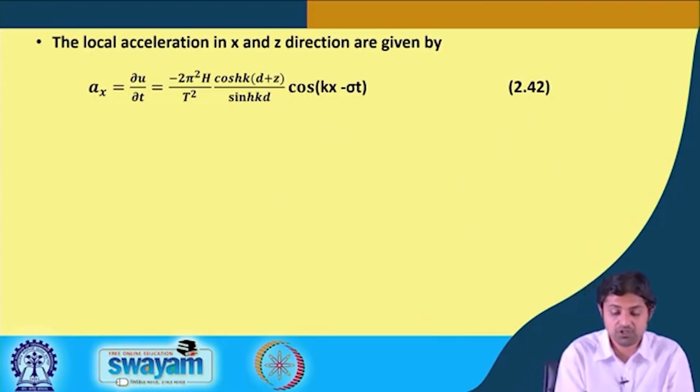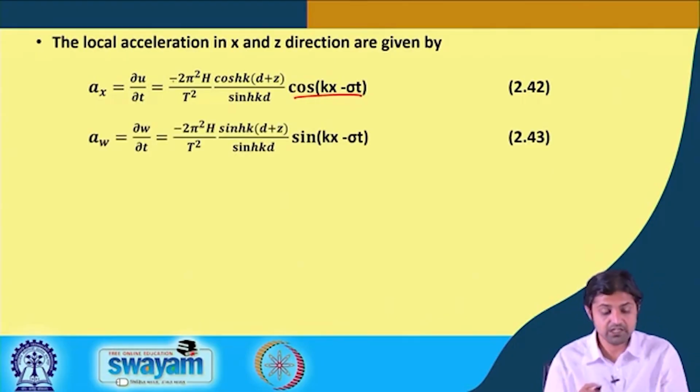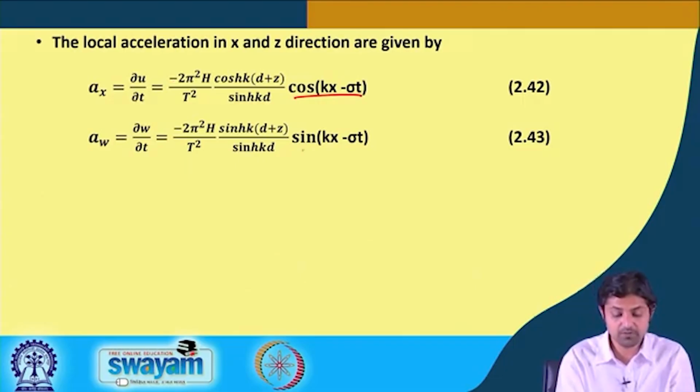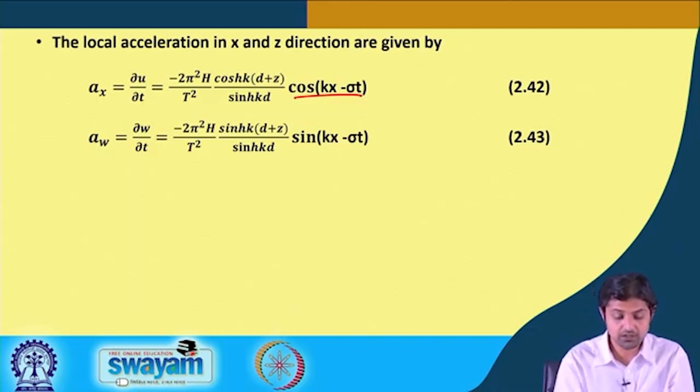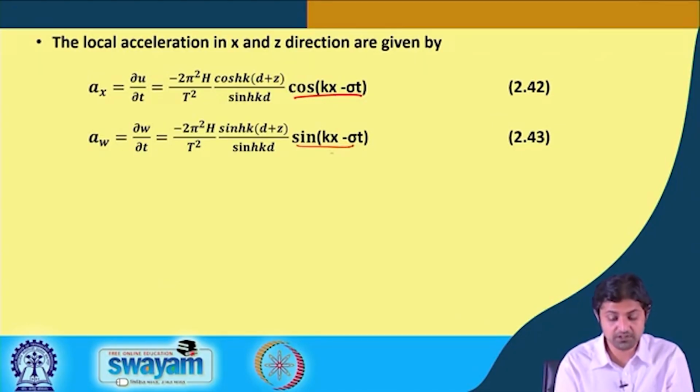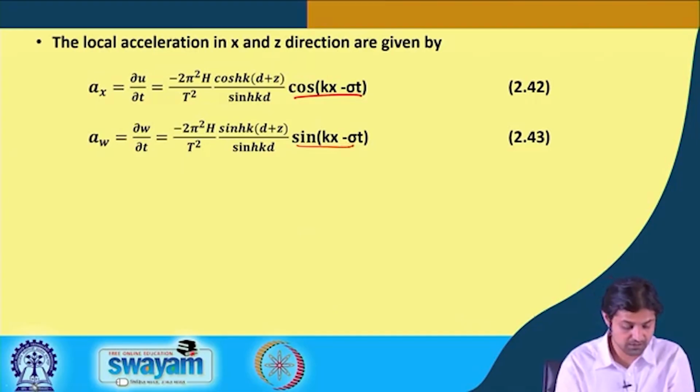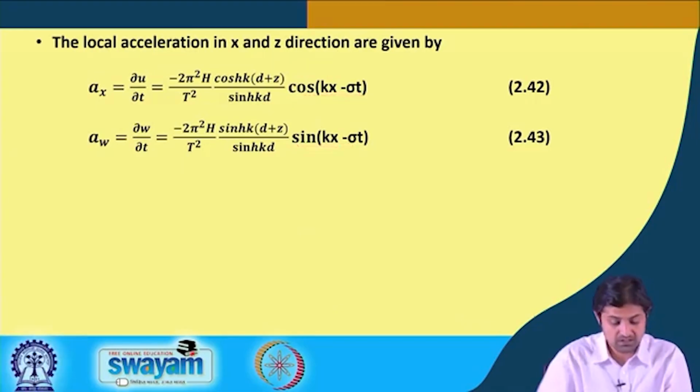So, sin becomes cos here with a negative sign, and similarly in Aw, cos will become sin with a negative sign. Okay. Sorry, here it was sin, so it becomes cos and there was already a negative sign, and in Aw this cos was there and it becomes sin after the differentiation with a negative sign. All right.